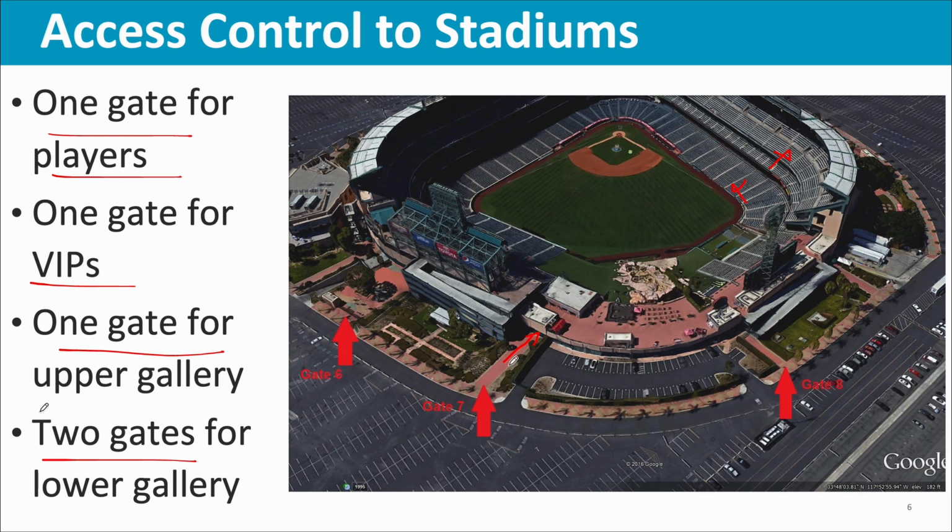Otherwise, if you have just one gate, you will have to first check whether you are a player or official, whether you are a VIP, then you have a separate set of security checks. If you are a public spectator, then you will have a separate set of security checks, etc. It is going to be very difficult and very lengthy. But when you have multiple gates and each gate is used by a different type of user, then that access control is going to be streamlined and simple.